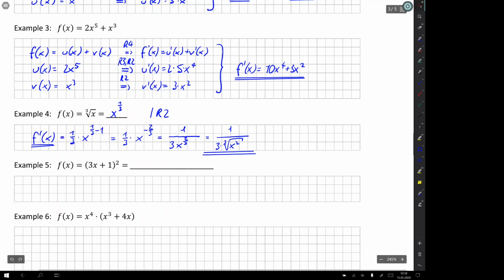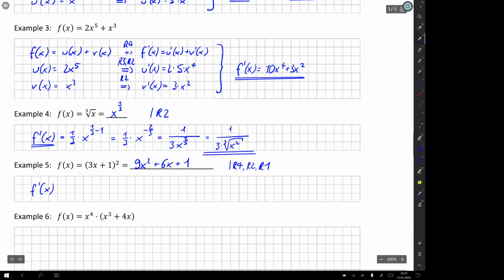What can we do in example 5? What do we have to do with this function so that we can apply the upper rules immediately? Well, the idea is just to expand the expression. We get 9x squared plus 6x plus 1. And now, when we want to find the derivative, we just have to apply rule 4, which means we're summing these. We have a sum of different functions, and then we apply rule 2 and rule 1.